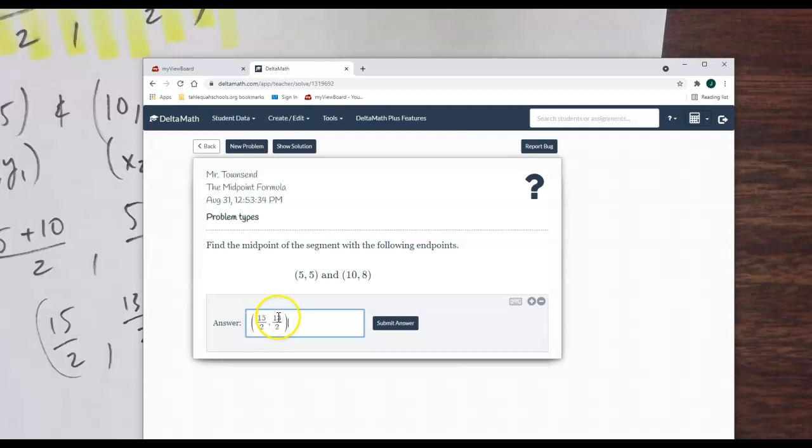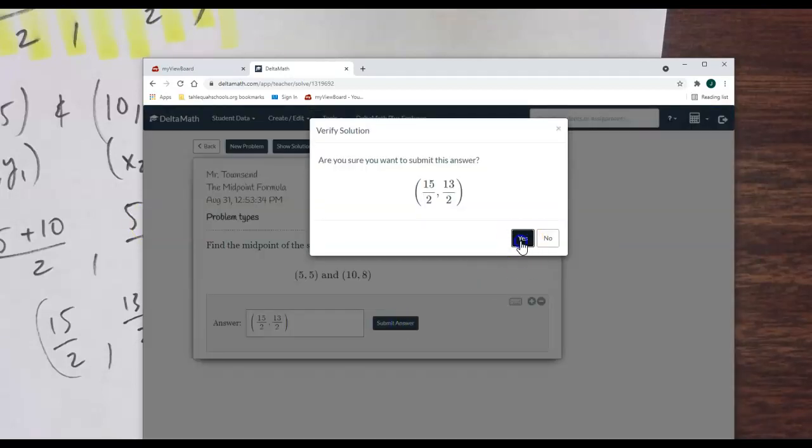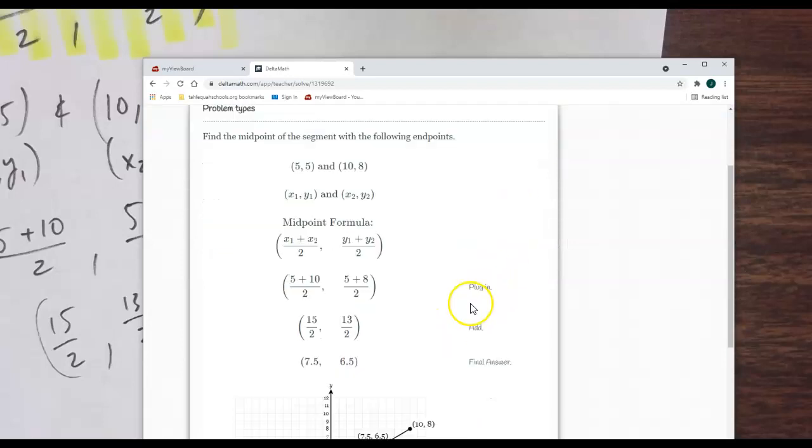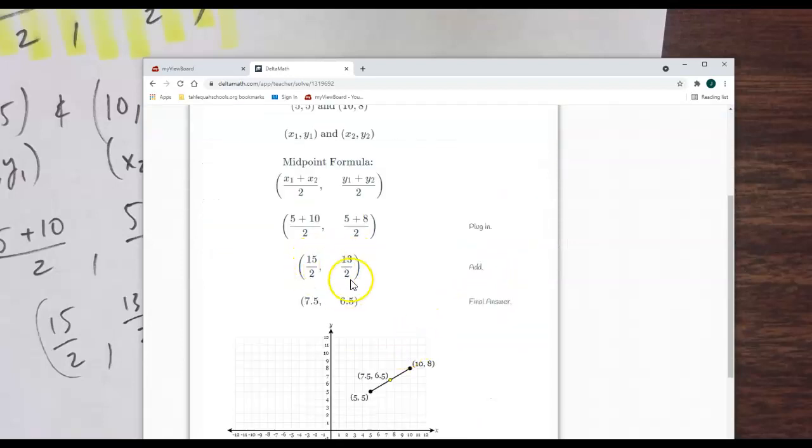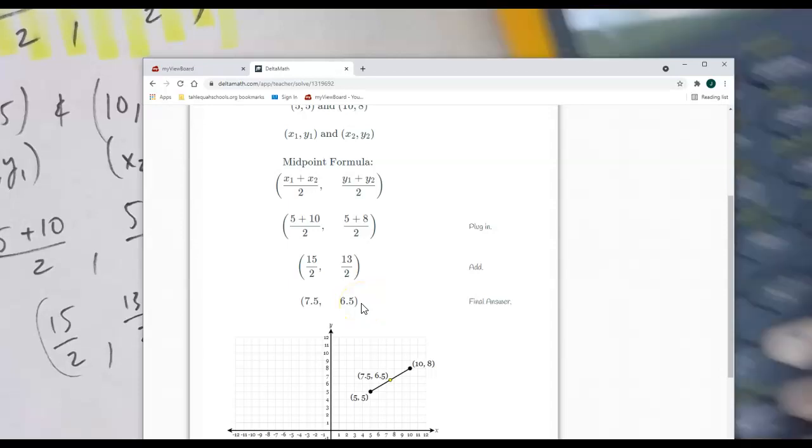These apparently can't space after the comma. Go figure. It'll accept that. 15 over 2 and 13 over 2. Also would have accepted 7.5 and 6.5. So if you're having malfunctions like Mr. Townsend was, try to use the decimal equivalent. That's not too bad if you're using the calculators.